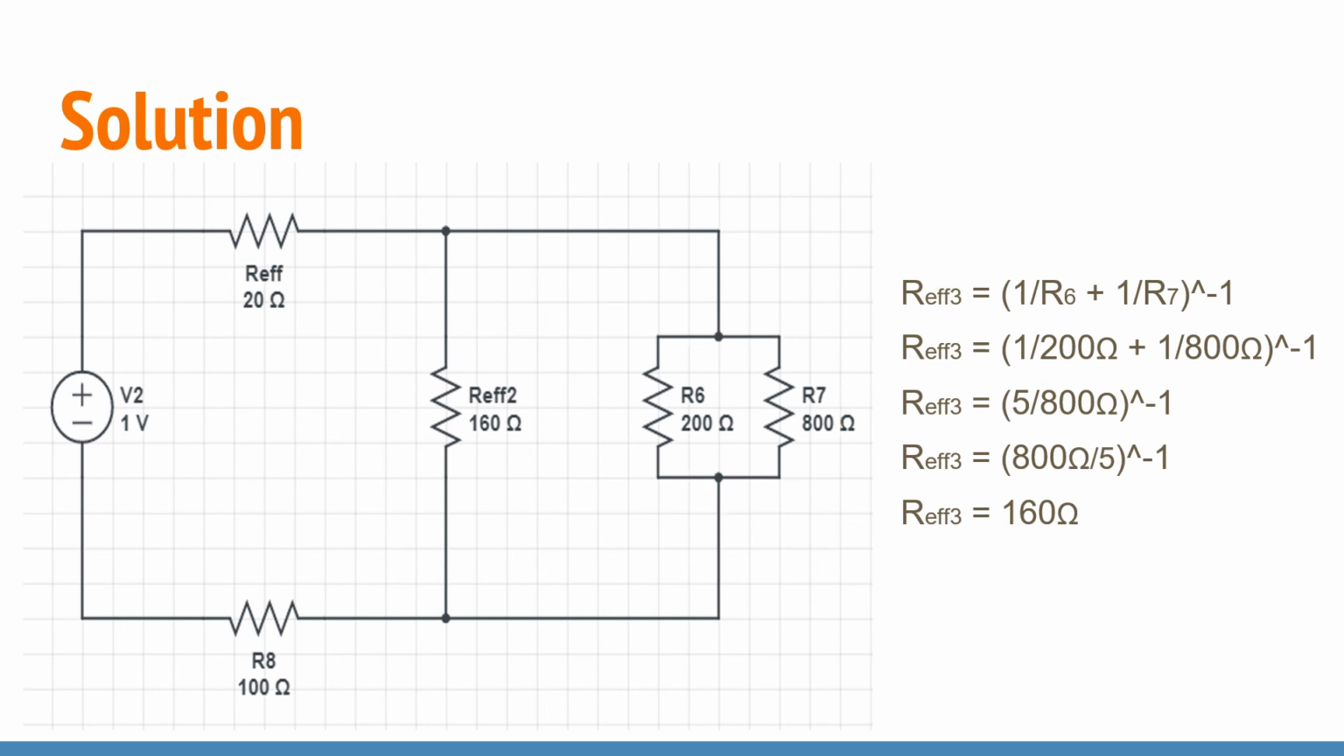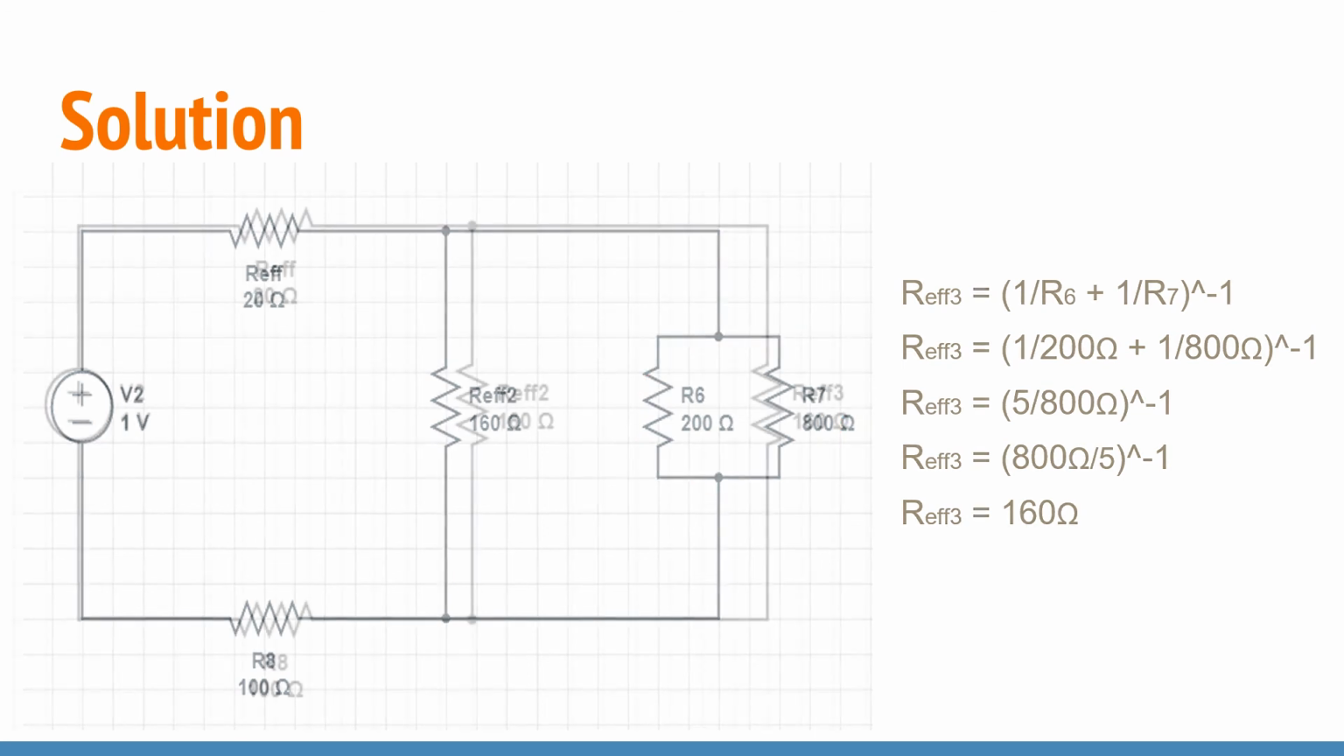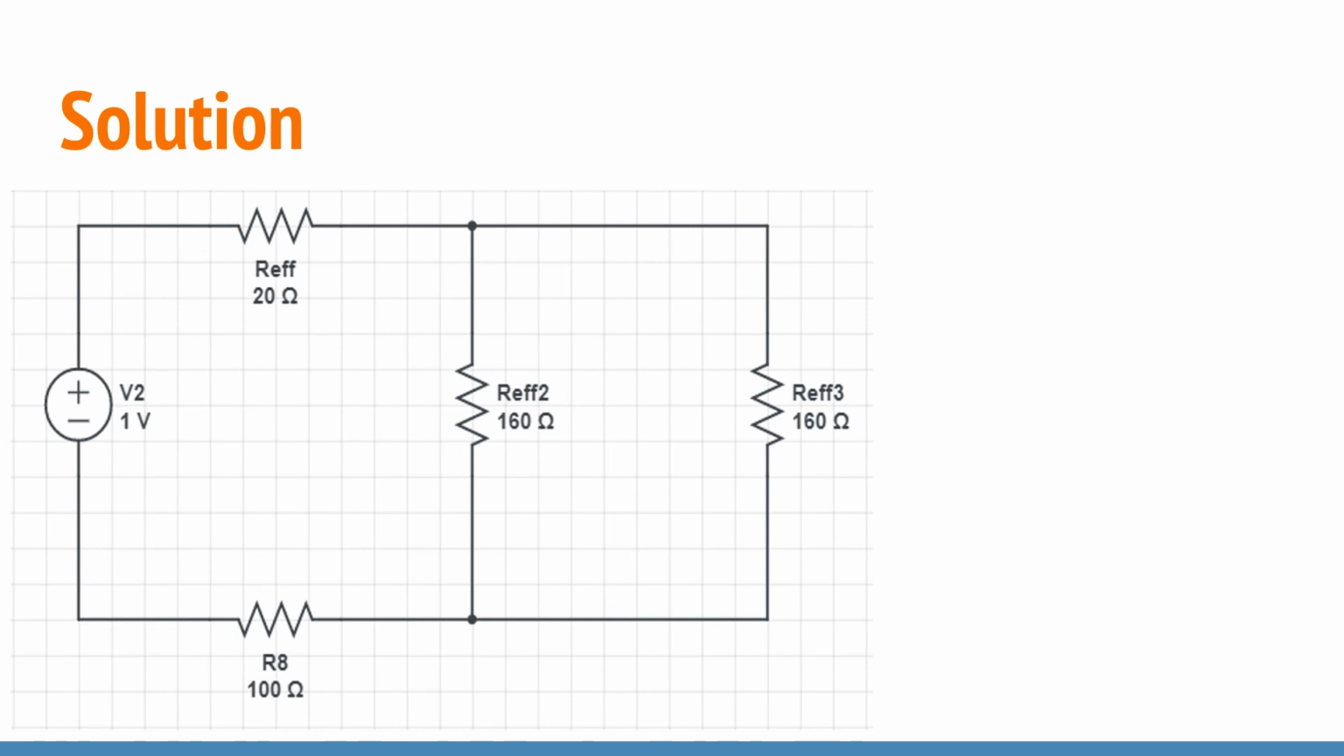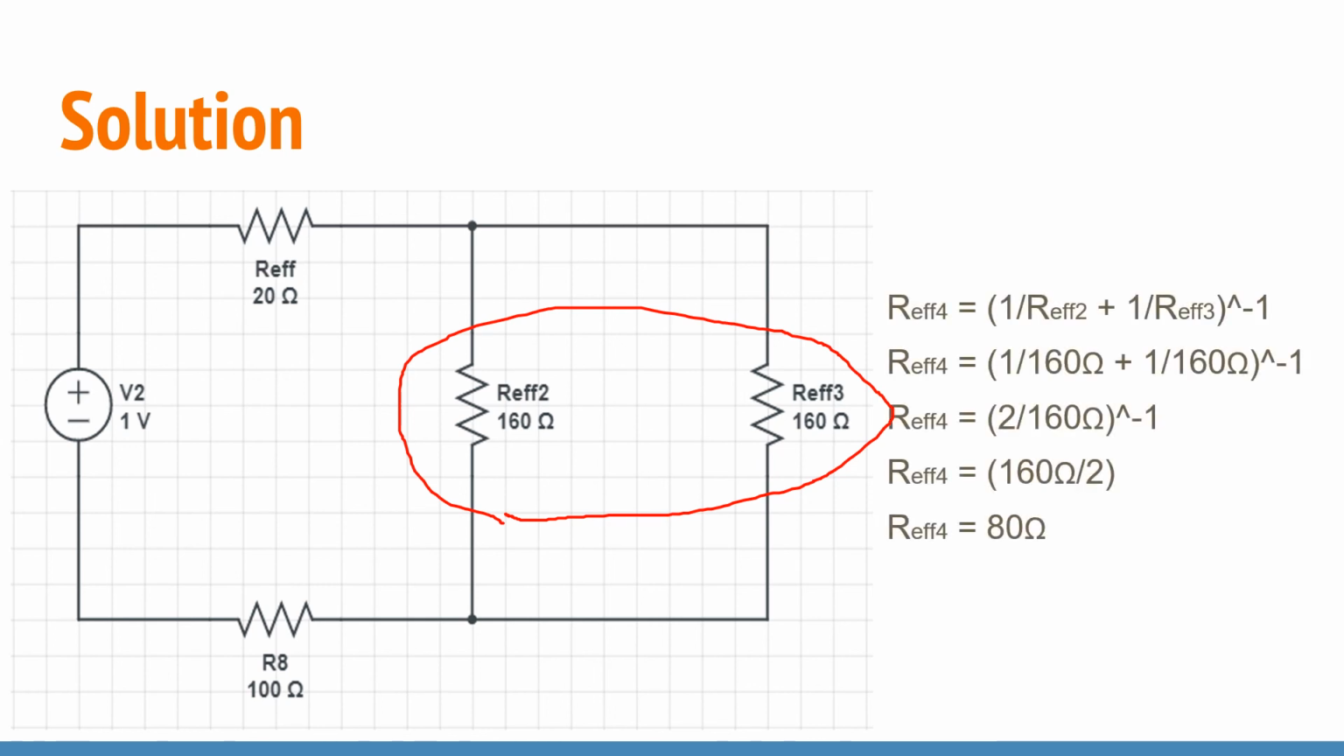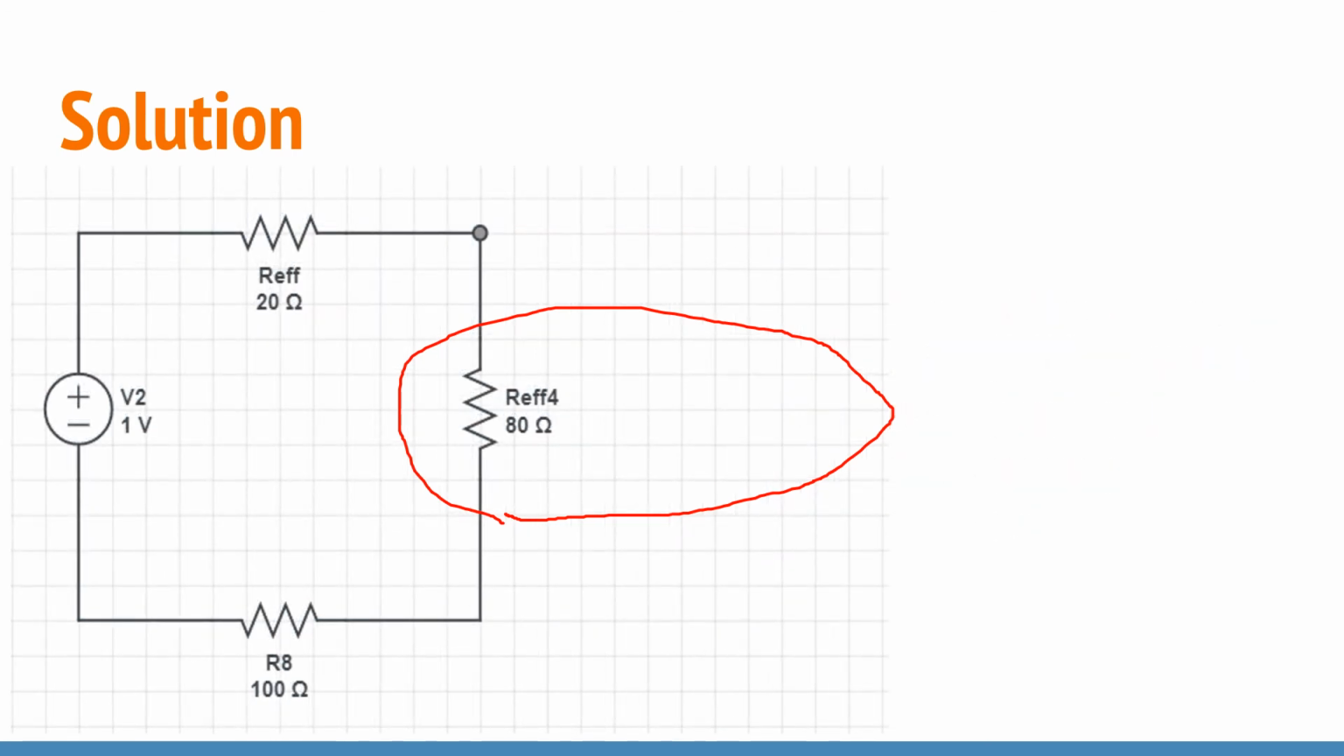Now, second to last, we have these two resistors that are now in parallel. So we're going to do the same thing as before, and we do our R effective equals 1 over R effective 2 plus 1 over R effective 3 to the minus 1, and that will give us our R effective. And we end up getting a result of about 80 ohms.